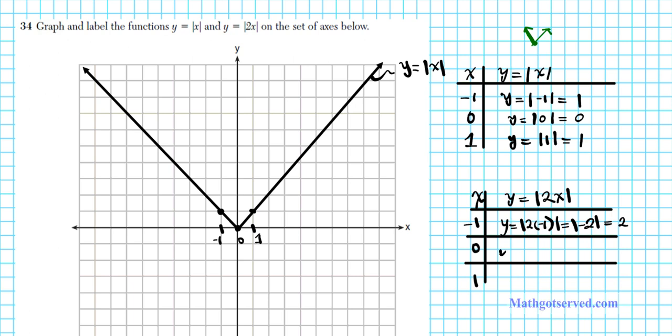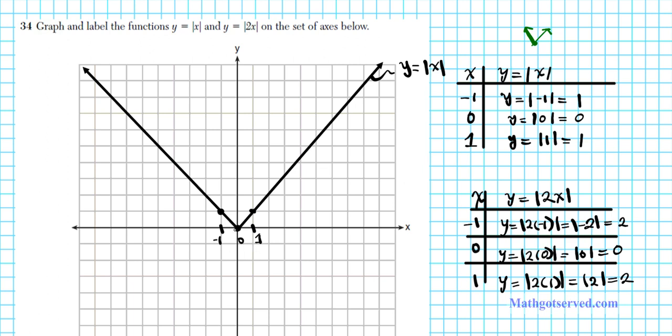For 0, y is going to be the absolute value of 2 times 0. 2 times 0 is 0. Absolute value of 0 is 0. And then lastly, y is equal to 2 times +1, which is equal to 2 times 1 is 2. Absolute value of 2 is 2. Okay? All right, so let's graph the second line.